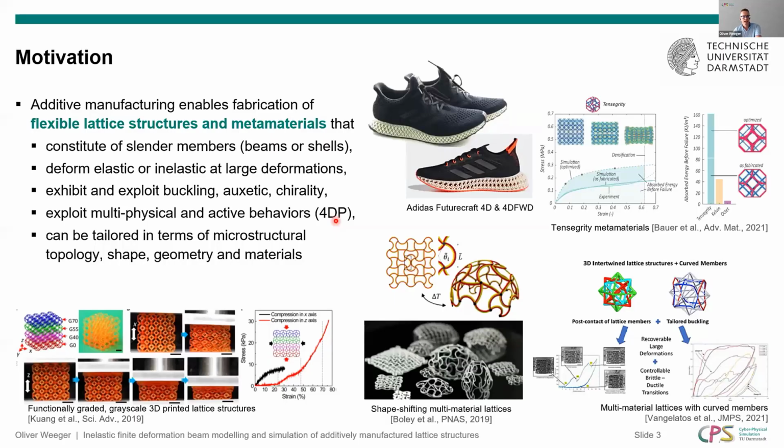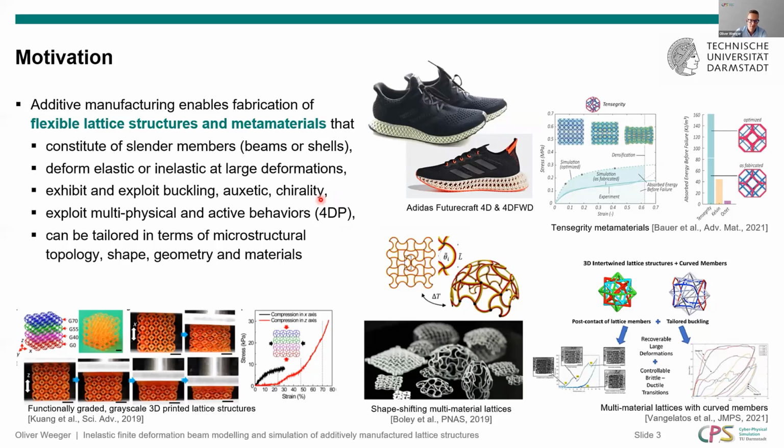So in general, additive manufacturing enables the fabrication of quite flexible lattice structures and other kinds of metamaterials that typically consist of slender members, meaning that they are composed either of beam or shell-like microstructures. Depending on the materials used, they can deform elastically or inelastically and exhibit large deformations.